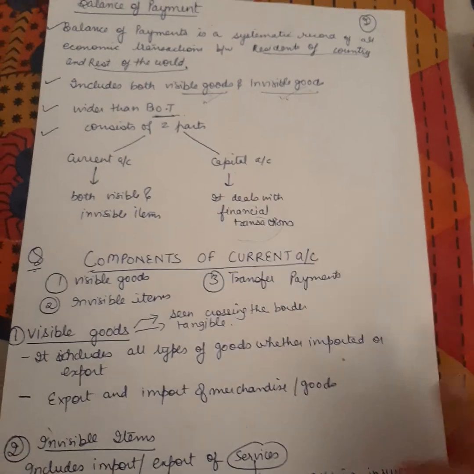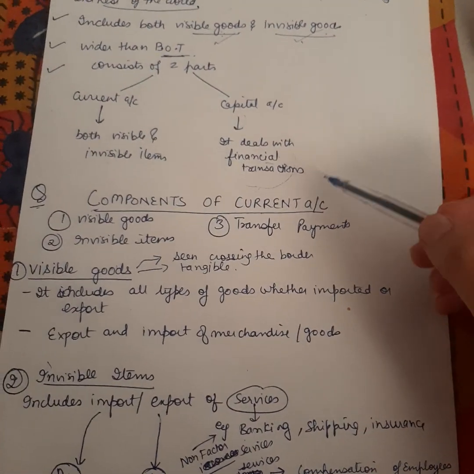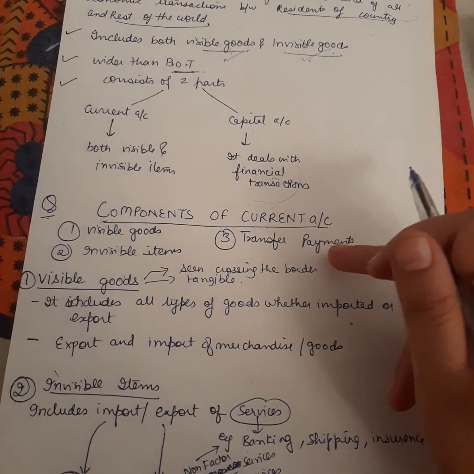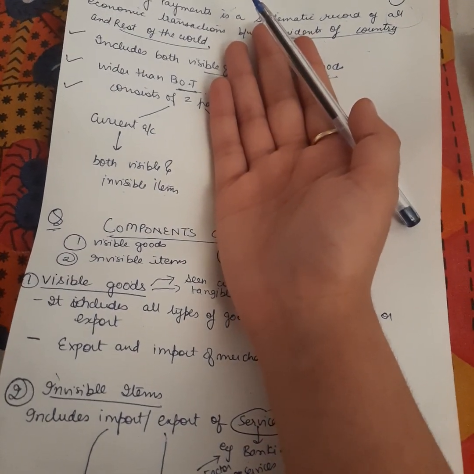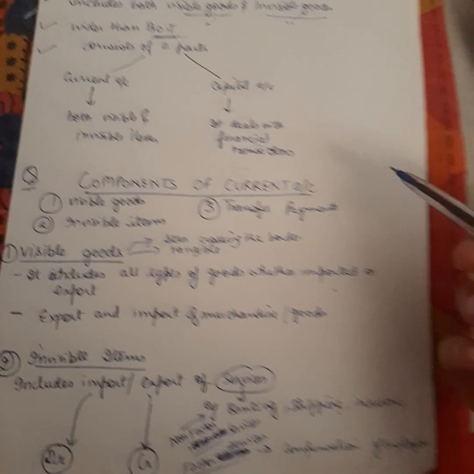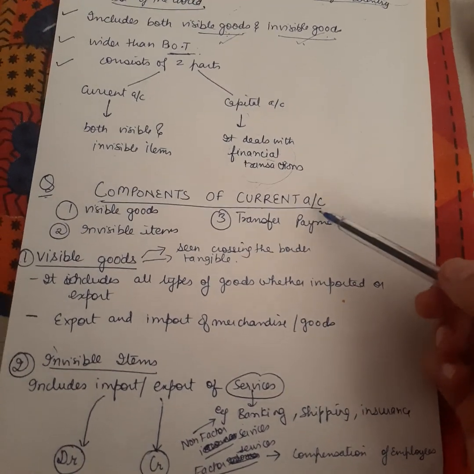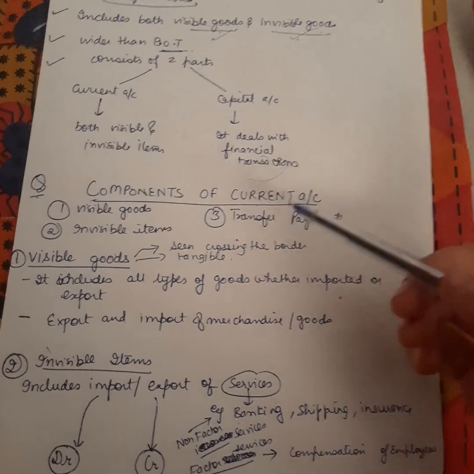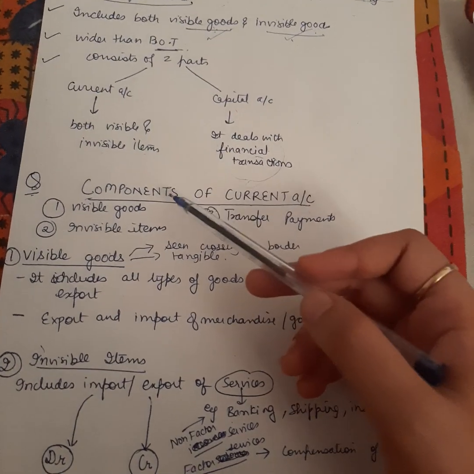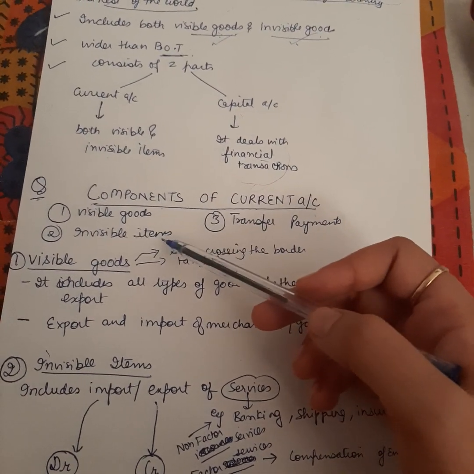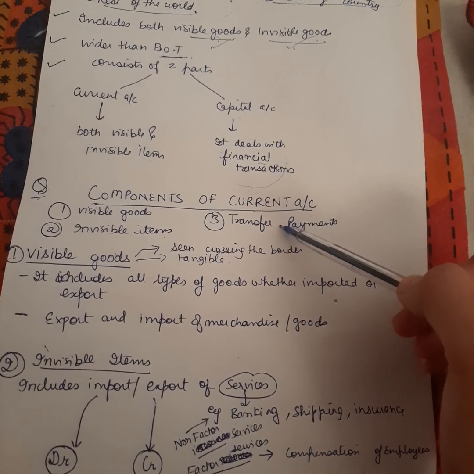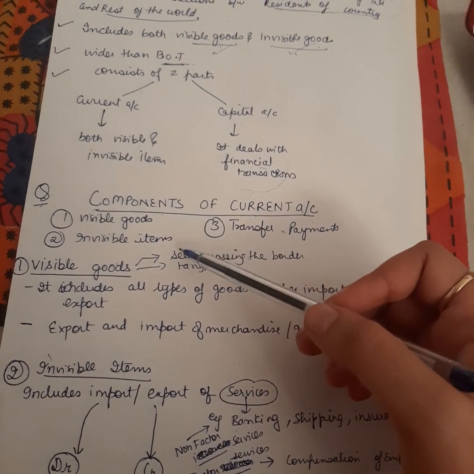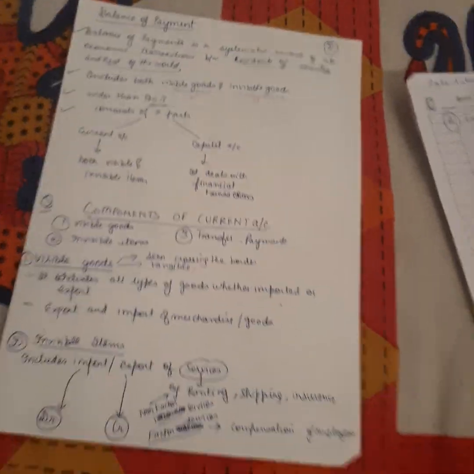Now, what are the components of your current account? Moving on to the first part of balance of payment account, it is current account. What are the components of current account? There are three components of current account: visible goods, invisible items, and transfer payments. Okay, what are the three components of current account? Visible goods, invisible items, and transfer payments.